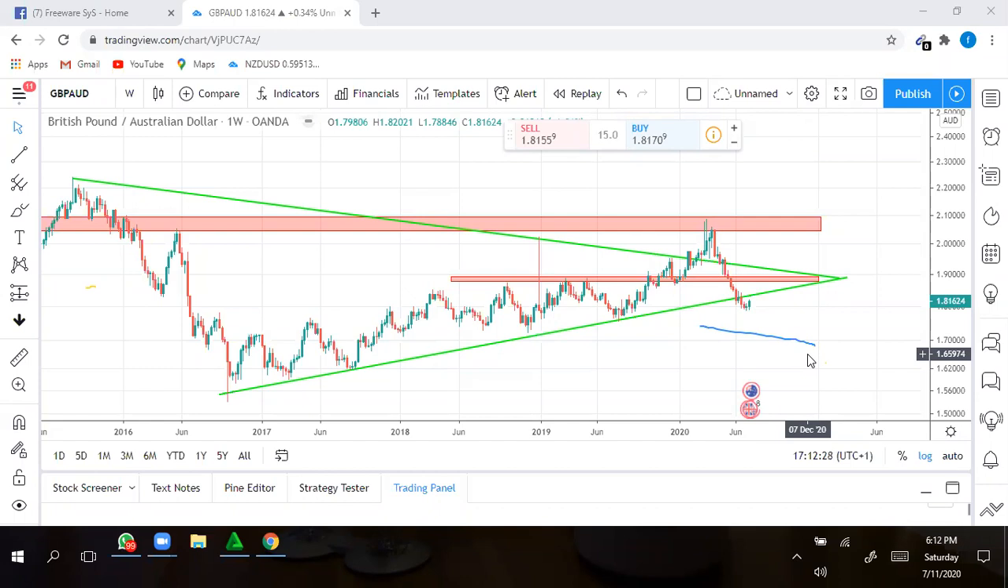You can start trading Forex with at least, don't draw on my screen, please. You can start trading Forex with at least $50.